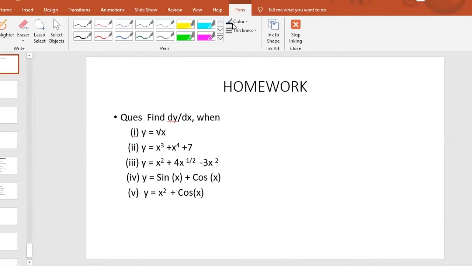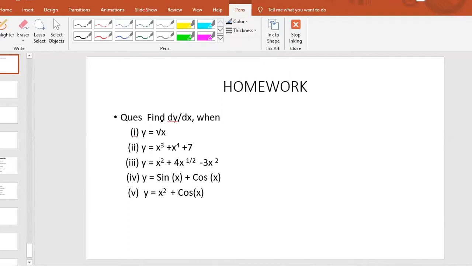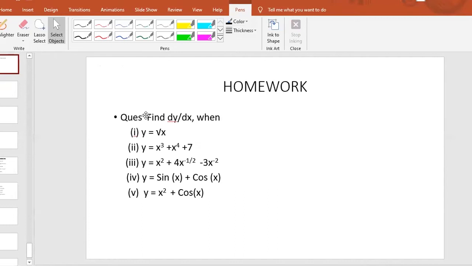Now we will do the homework which I have given to you. Fine. Now the first problem of the homework was y is equal to root of x. So we have to find what? We have to find dy by dx in all the cases.